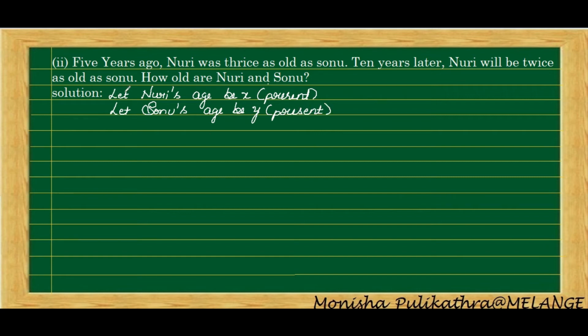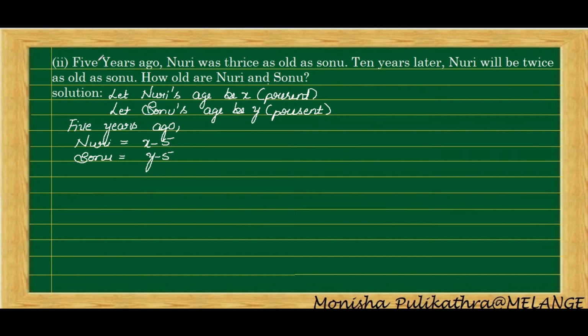Now in the question what I have given, 5 years ago. 5 years ago means before 5 years. The present age is X. So before 5 years, Noori's age will be X minus 5 and Sonu will be Y minus 5. Right? So 5 years ago, Noori's age will be X minus 5, present age minus 5 years, and Sonu's age will be present age minus 5 years.